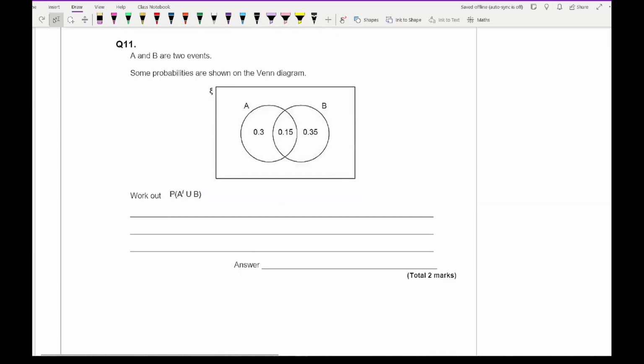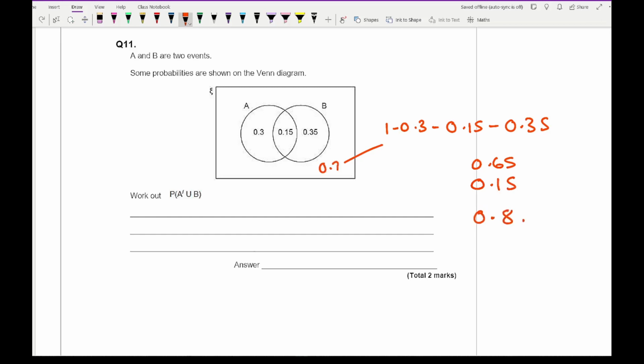Moving on to question 11, it says that A and B are 2 events. Some probabilities are shown in the Venn diagram, and it says work out the probability of not A or B. Well, let's first of all work out what is going to be outside. So for this number here, I need to do 1, take away 0.3, minus 0.15, minus 0.35, and adding all of those up, I get 0.65 plus 0.15, which is 0.8. And so this has got to be 0.2.